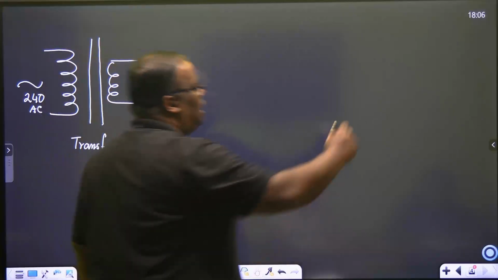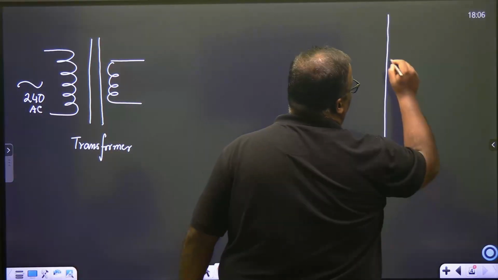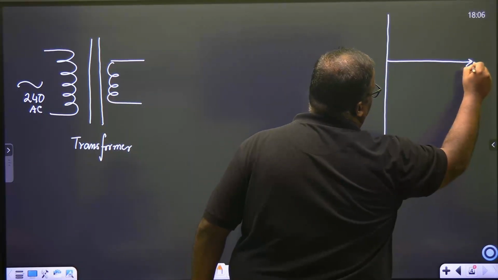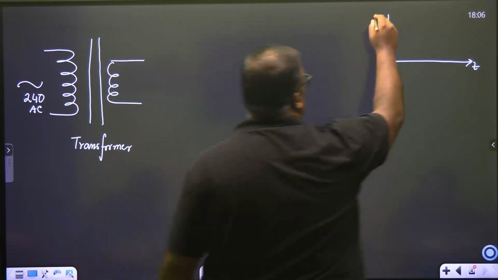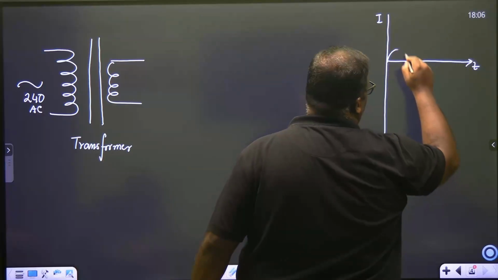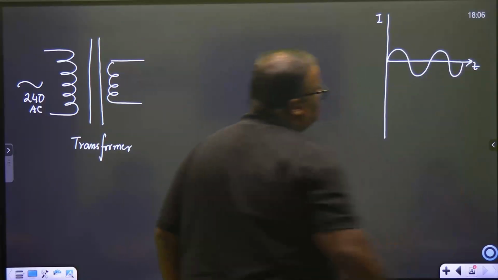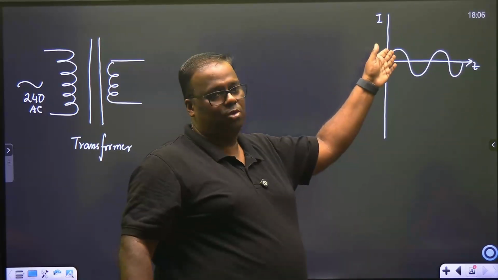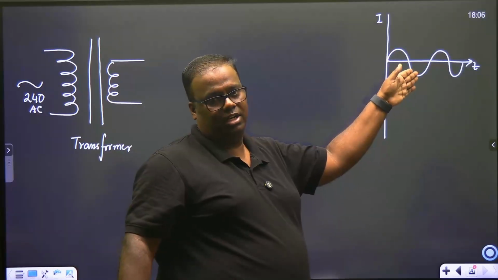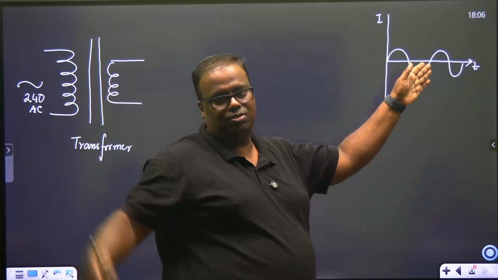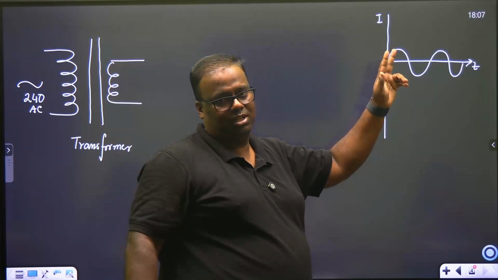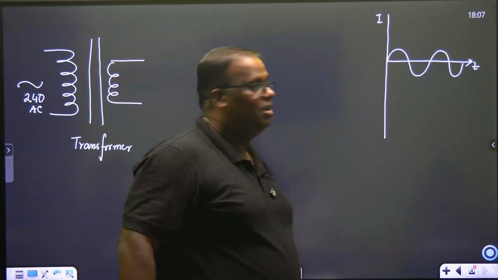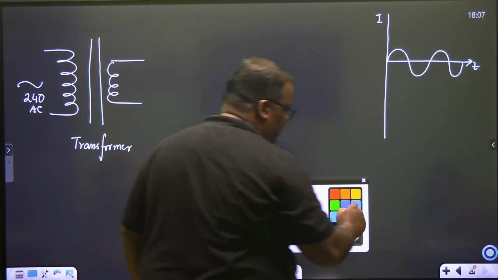Okay, let's see AC and DC in terms of representation. Say this is time and this is voltage, or let's say a current signal. An AC signal will be shown in this manner. What does it show? Sometimes the current is positive, sometimes the current is negative. It's pulsating. 50 hertz, that's why we say. In 1 second, it pulsates 50 times.